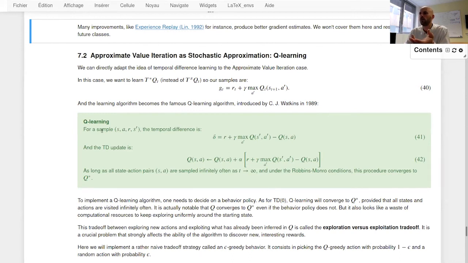Q-learning works the following way: for a sample S, A, R, S prime, the temporal difference is R plus gamma max over A prime of Q of S prime, A prime, minus the previous estimation Q of SA, and the TD update, as usual, is Q of SA receives Q of SA plus alpha delta. As long as all the state action pairs, again, are visited infinitely often as t tends to infinity, and as long as we respect the Robbins-Monro condition, this procedure is guaranteed to converge to Q star.